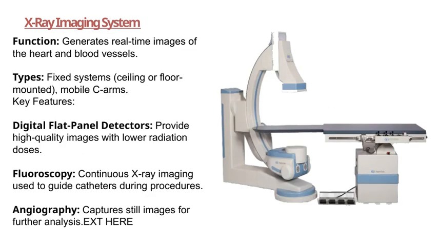Now, let's talk about the function of this system. It generates real-time images of the heart and blood vessels, which is crucial during many cardiovascular procedures. When it comes to types, there are mainly fixed systems, which can be ceiling-mounted or floor-mounted, and mobile C-arms that offer greater flexibility and can be moved to different positions as needed. Moving on to key features, one of the most important is the digital flat panel detectors. These provide high-quality images, but also help reduce radiation exposure, which is always a priority for patient safety.